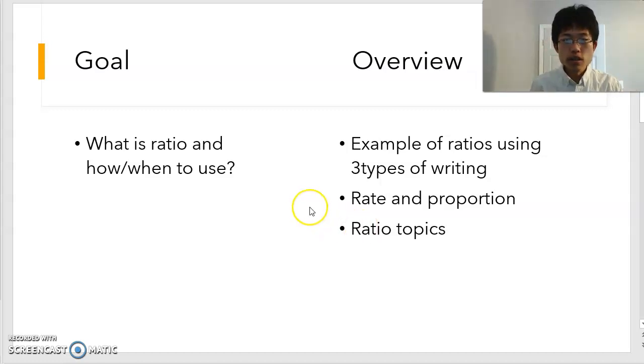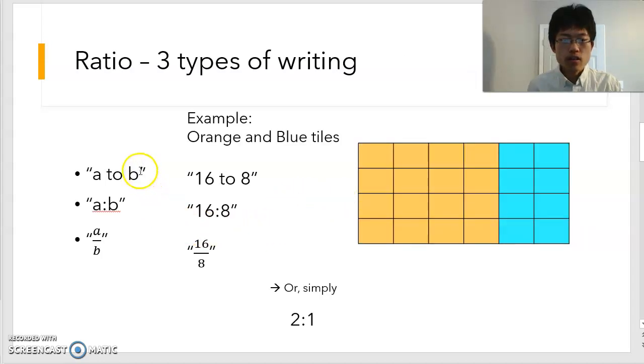Alright, so here are the three ways of writing ratios. First one, write it in words, A to B. A and B are the values or the things that are being compared. And you write it A to B in words. Or you can say it the same, A to B, but use a colon in between to represent ratio. Or you can use fractions, A over B, which is the same as A to B, and this is also a way to write ratios.